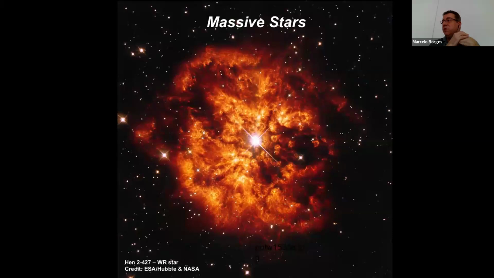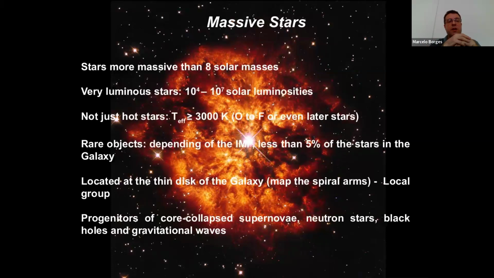So I'll start this presentation talking about the massive stars, which are the main focus of this presentation. As you know, the massive stars are stars more massive than 8 solar masses. They are very luminous objects, with 10^4 to 10^7 solar luminosities, but they are not all so hot. We have objects with temperatures higher than 3000 Kelvin, so we have spectral types from O to F or even later. But they are quite rare objects.